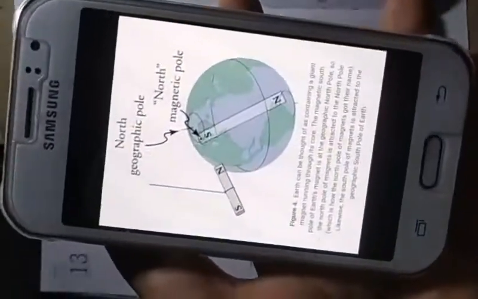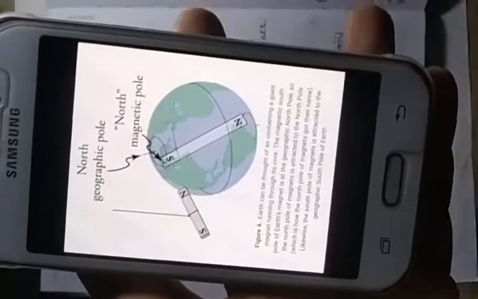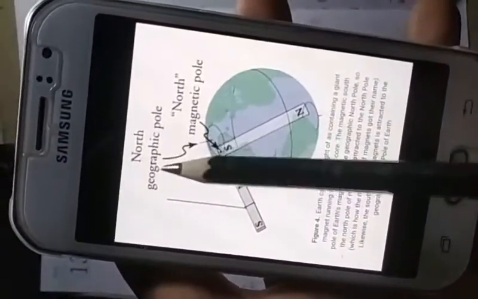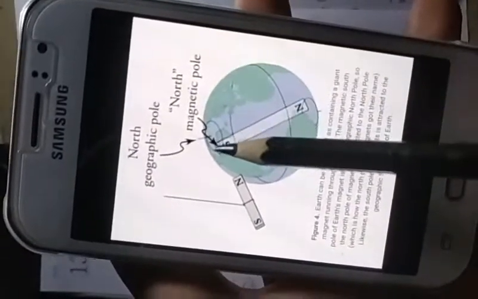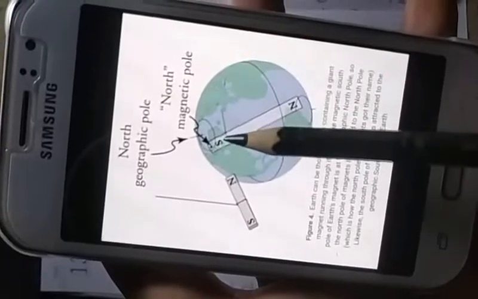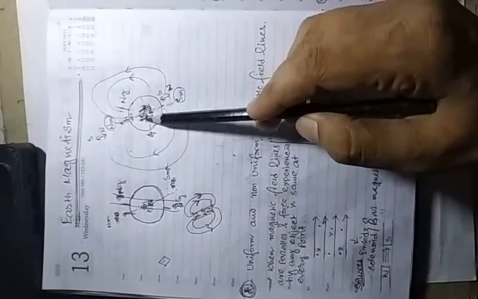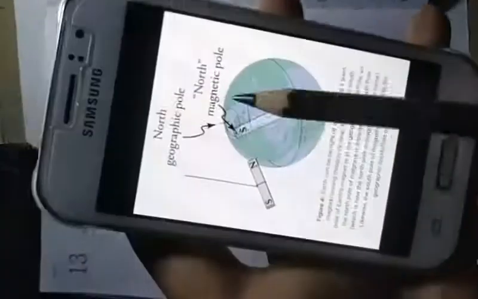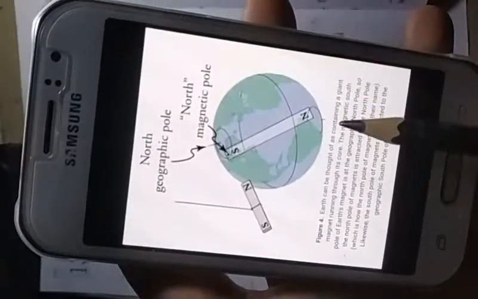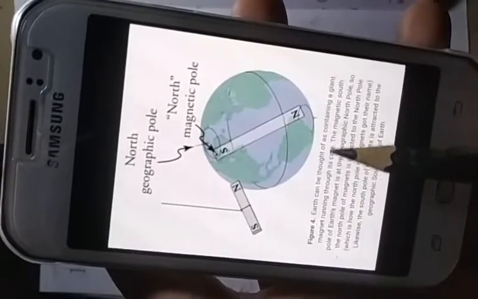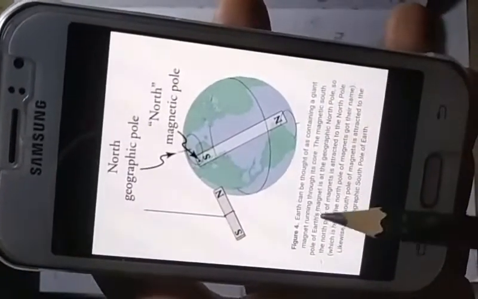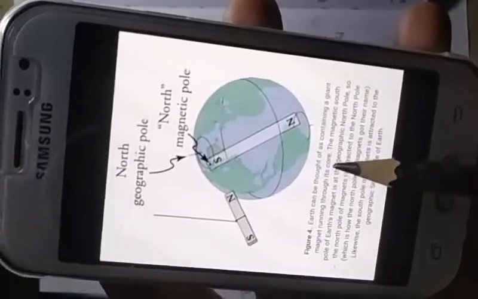Now students, the last picture I will show you to properly understand magnetic north and geographic north. North geographic, north magnetic pole. You can see here north magnetic pole, but inside the bar magnet that is south. Similarly here inside that is south, but north magnetic. So similarly, students, it is north magnetic, north geographic pole. Okay, earth can be thought of as containing a giant magnet running through its core.